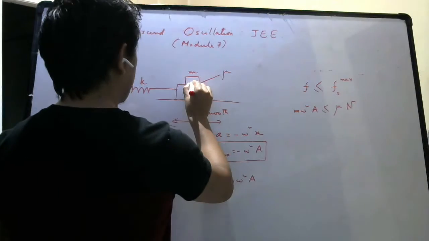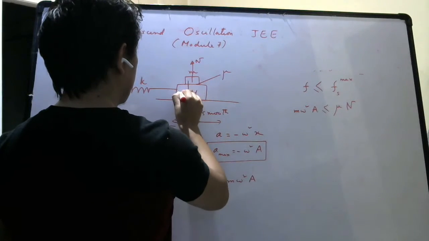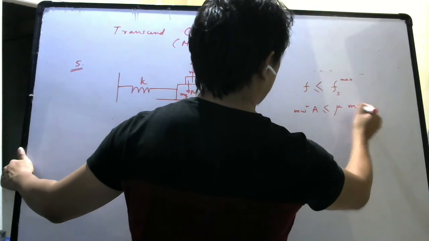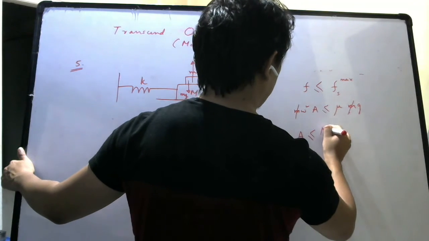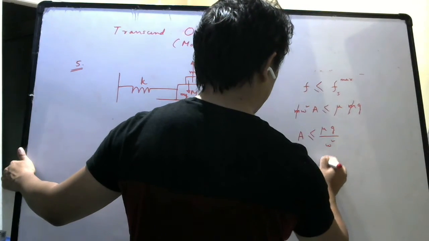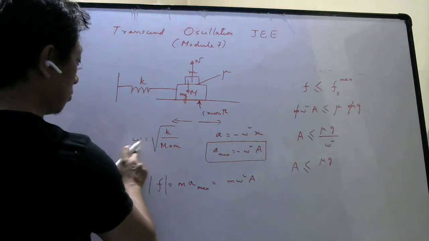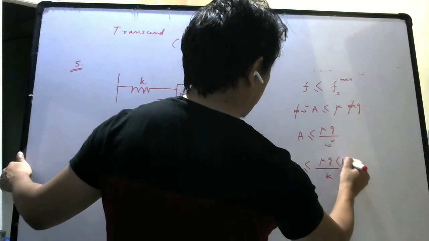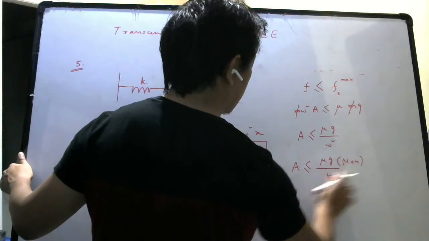Here that N has to balance the weight of this small m, that is mg. This capital N is nothing but mg. So your m gets cancelled, and your amplitude should be less than or equal to mu m g by m omega square. So A should be less than or equal to mu g divided by omega square. Now omega is this. So omega square is k by M plus m, and M plus m will go up in the numerator. So A should be less than this.